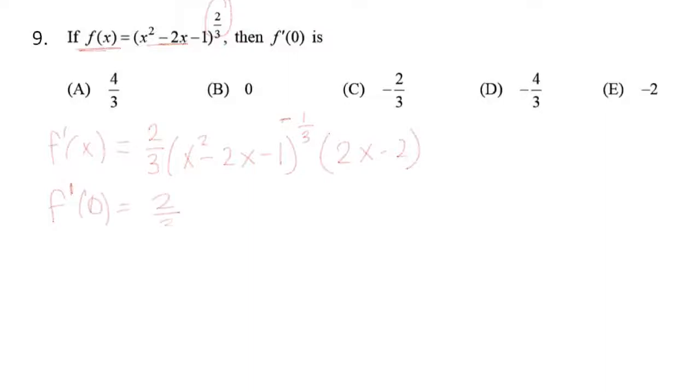And now we need to see, what is f prime at 0? So we have 2/3 times, if I plug in 0 everywhere, I'm going to have -1 to the -1/3 times -2. And to simplify here, -1 to the -1/3: this negative up here is indicating reciprocal, and the power 1/3 means cube root. And so really 2/3 times the cube root of -1, which is still -1, and then times -2. So when it's all worked out, we should have a positive 4/3.